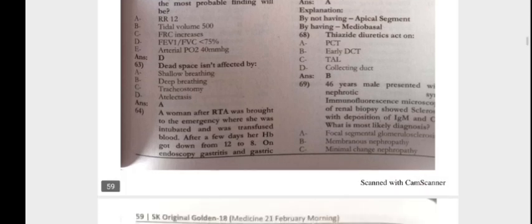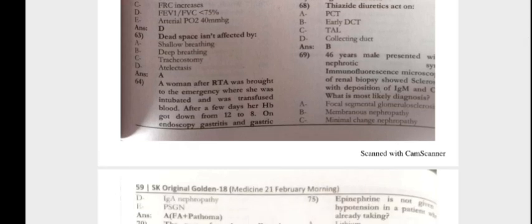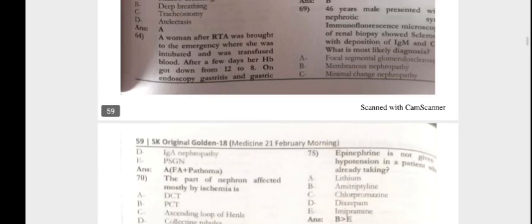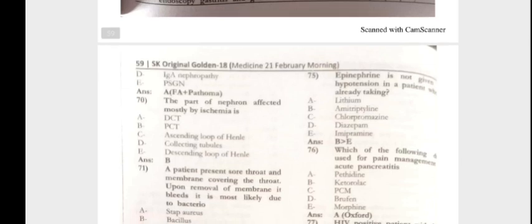A 46-year-old male presented with nephrotic syndrome. Immunofluorescence microscopy of the biopsy shows sclerosis with deposition of IgM. Which of the following is the diagnosis? That is focal segmental glomerulosclerosis. Next, the part of the nephron most affected by ischemia is the PCT.